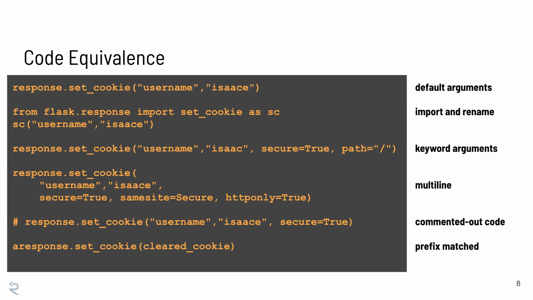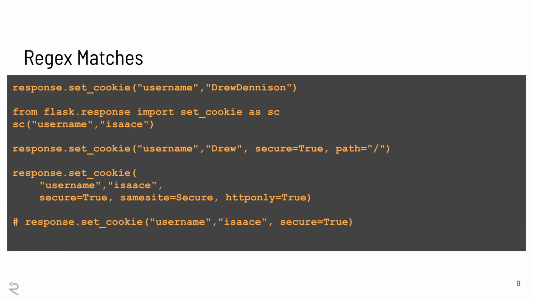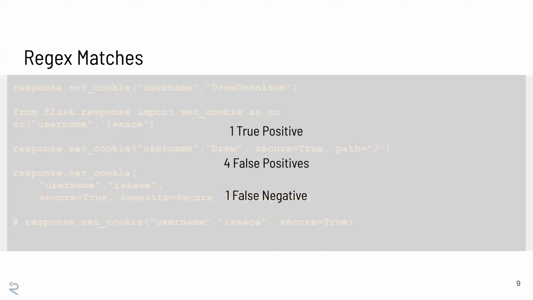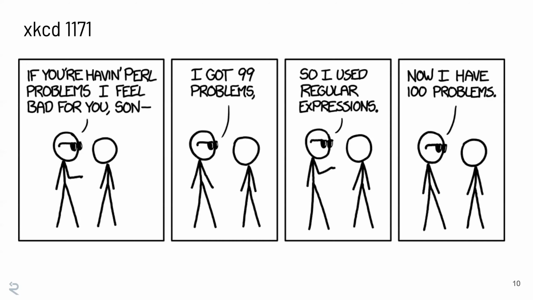So to summarize, we wrote that grep expression, and we had one true positive, but then we had about 4 false positives and 1 false negative. So now we're back in the world that xkcd expresses so well. We had 99 problems. We used regular expressions. Now we have 100 problems.